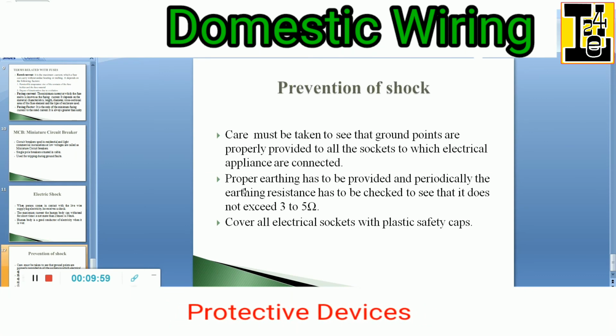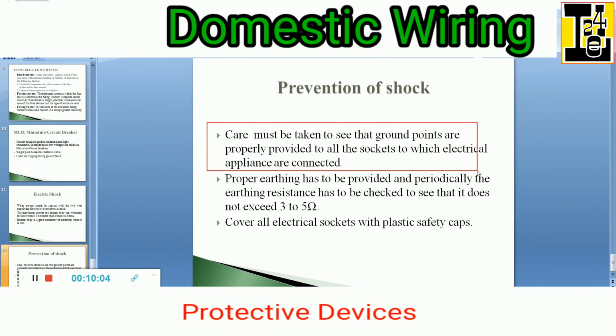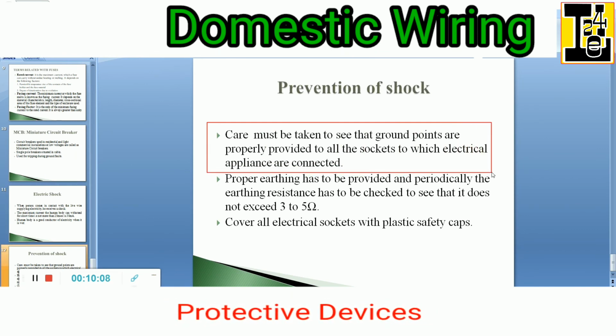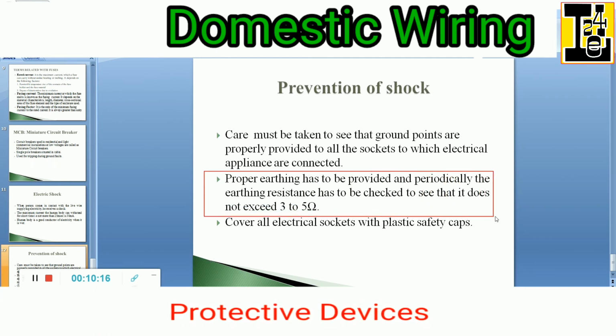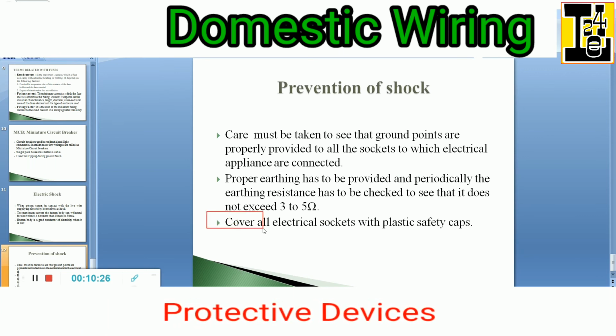How to prevent shock? Care must be taken to see that ground points are properly provided to all the sockets to which electrical appliances are connected. Proper earthing has to be provided, and periodically the earthing resistance has to be checked to see that it does not exceed 3 to 5 ohm. Cover all electrical sockets with plastic safety caps. This is how we can prevent shock.